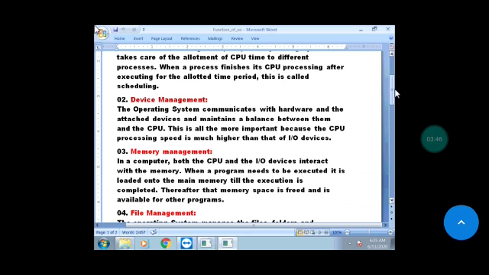This is all the more important because the CPU processing speed is much higher. Listen, my dear, when you compare the processing speed, anyhow, your CPU processing speed is much higher than whatever you have, your input-output devices.